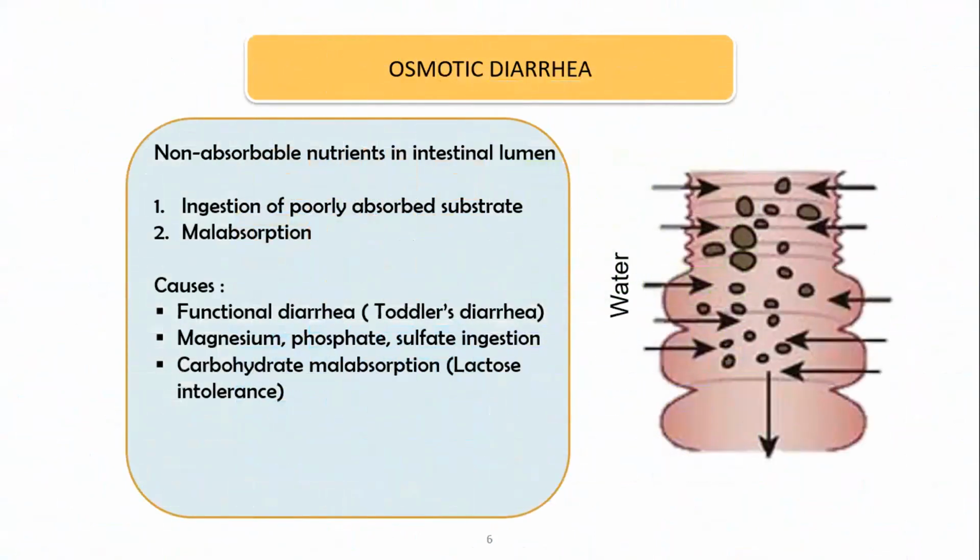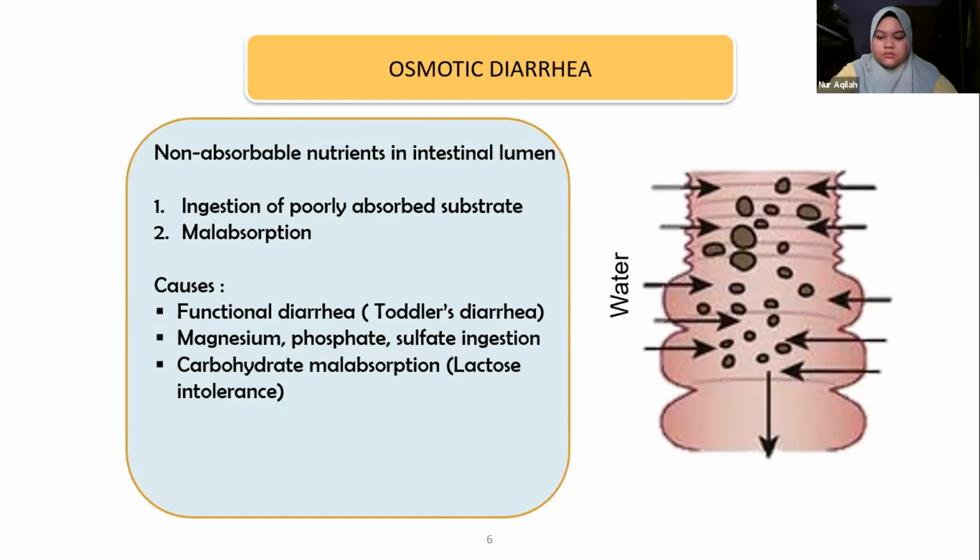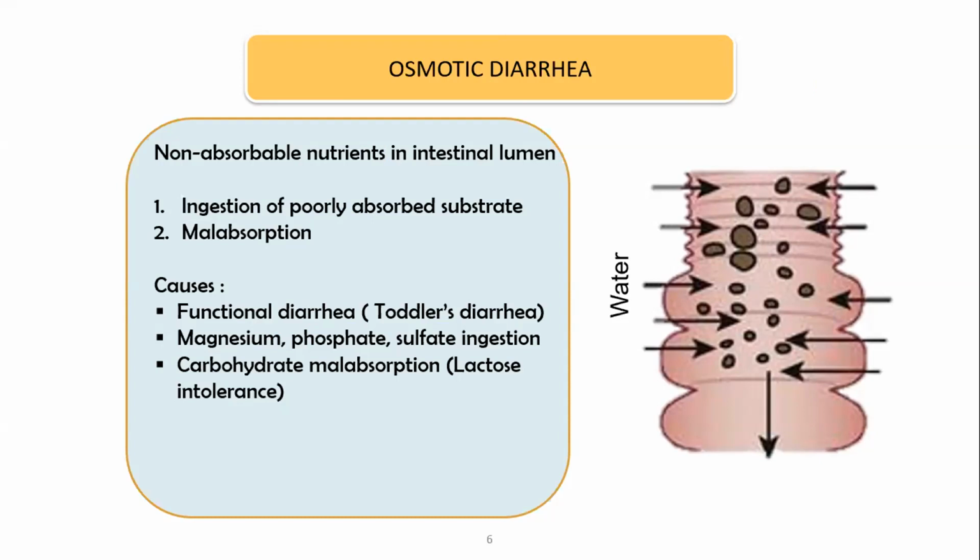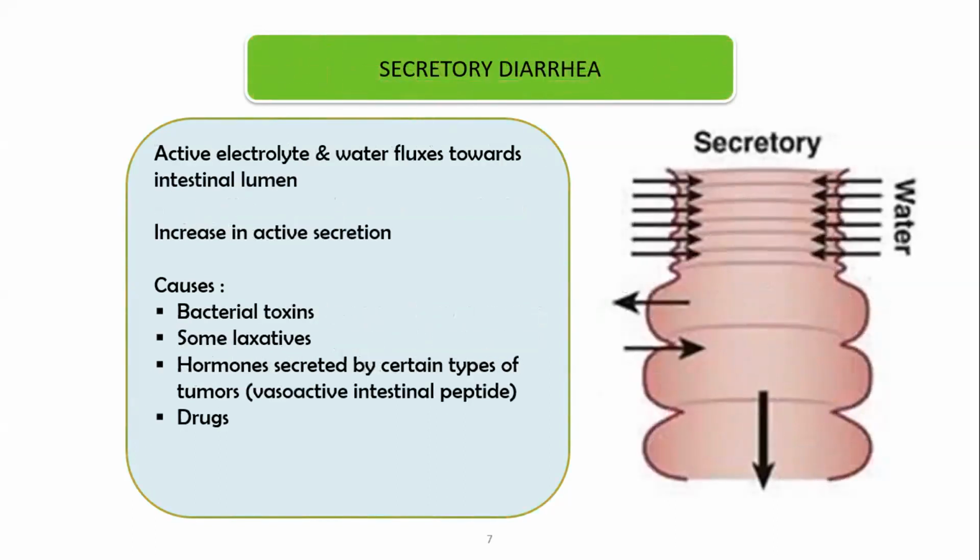The first one, osmotic diarrhea, is caused by the presence of non-absorbable nutrients in the intestinal lumen, by ingestion of poorly absorbed substances or malabsorption. In osmotic diarrhea, these non-absorbable nutrients will drive water from enterocytes into the lumen. Examples are functional diarrhea, also known as toddler's diarrhea, consumption of magnesium phosphate or sulfate, as well as carbohydrate malabsorption and lactose intolerance. A special thing about carbohydrate malabsorption is that you can find reducing substances when you do investigation.